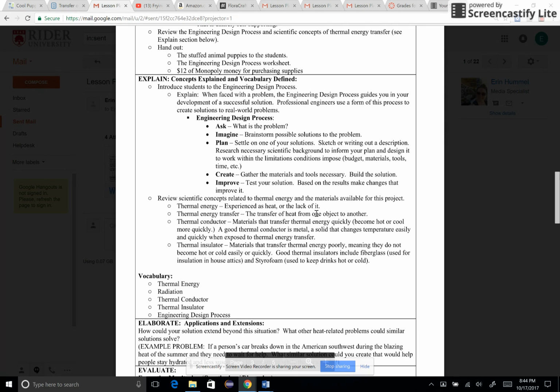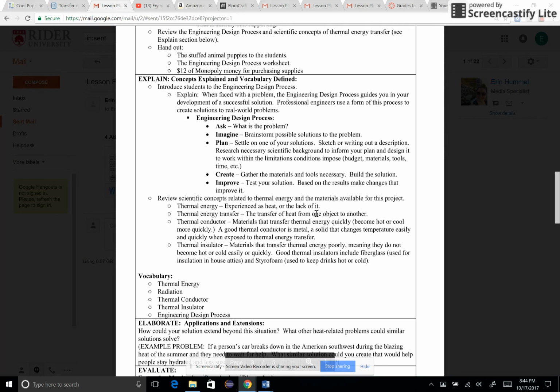Following that, the students then begin to create. They gather their materials and tools, and they start to actually build their solution. Then, finally, improve, where they test their solution, whatever they've created, and based on the results of that testing, they think about ways that they could make it even better.